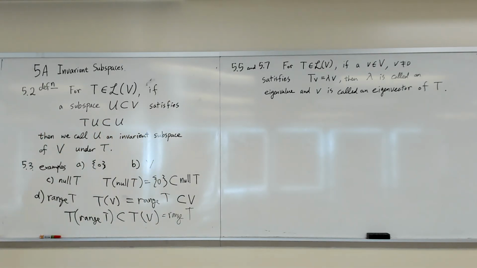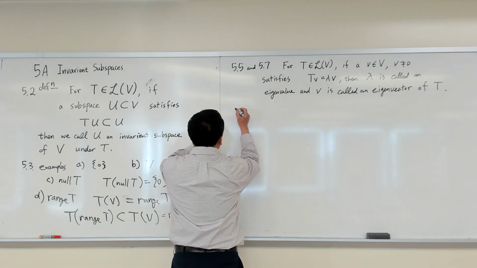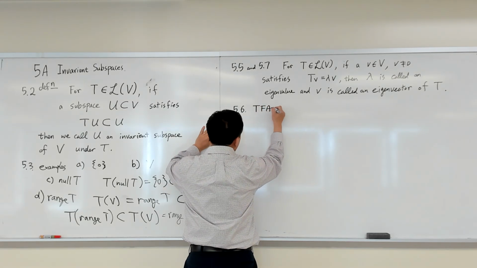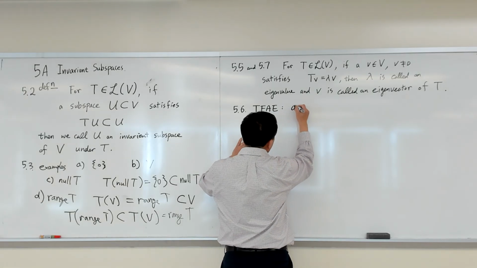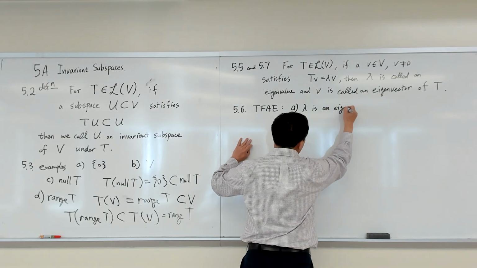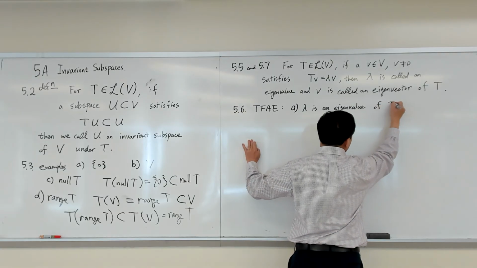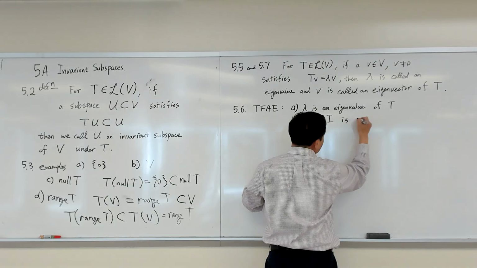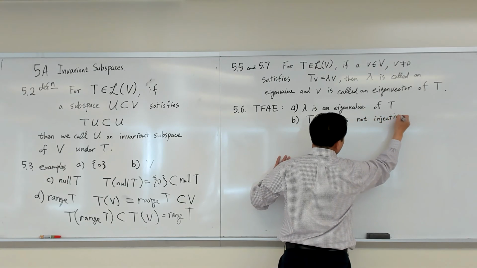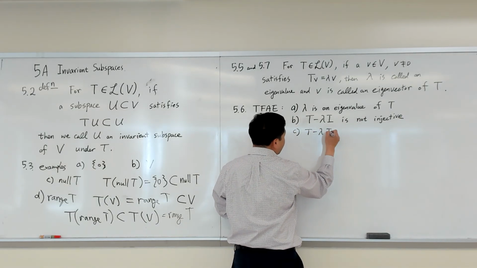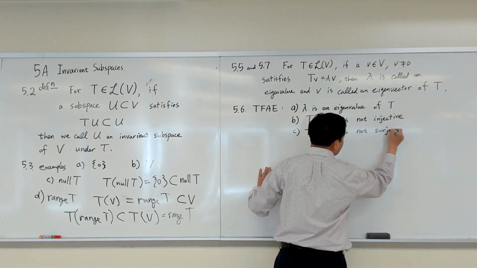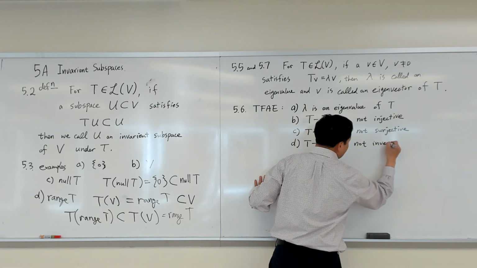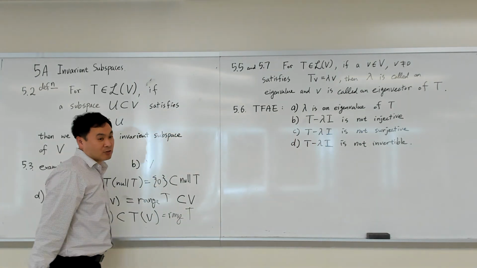And maybe we should start with proving something almost immediate from our previous discussion. So 5.6 says the following are equivalent: A, lambda is an eigenvalue of T. B, T minus lambda I is not injective. C, T minus lambda I is not surjective. And D, T minus lambda I is not invertible. Okay, so these four statements are equivalent.